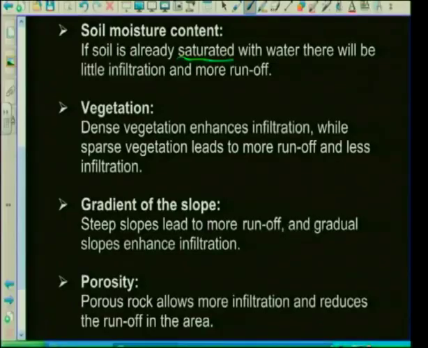So it says if soil is already saturated with water, there will be little infiltration, and you need to start learning that if we have less infiltration, there will be more runoff. So the less water that infiltrates, the more water there will be on top of the Earth's surface.